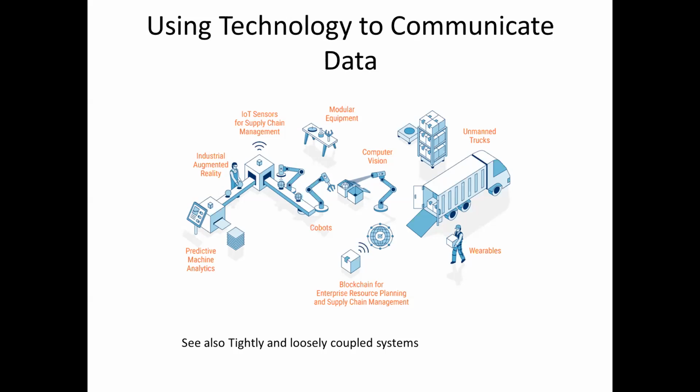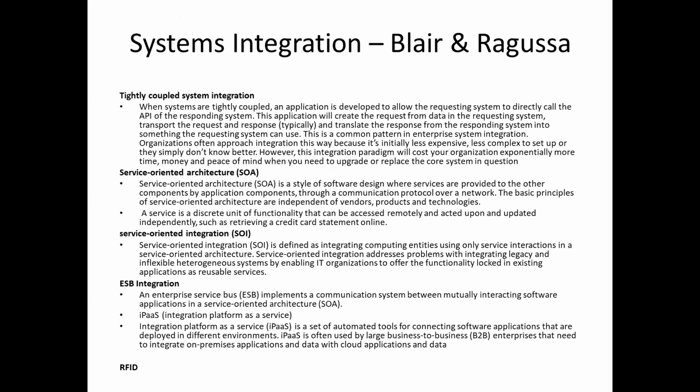to communicate. Now in section 2, they talk about these methods of system integration from Blair and Gooser. I think they fit better in section 4, where it talks about integrating communications and data. But basically we can have very tightly coupled systems, or we can have loosely coupled systems. And there's this technology SOA, SOI, and ESB. And obviously we can use RFID and other things to help improve communication.